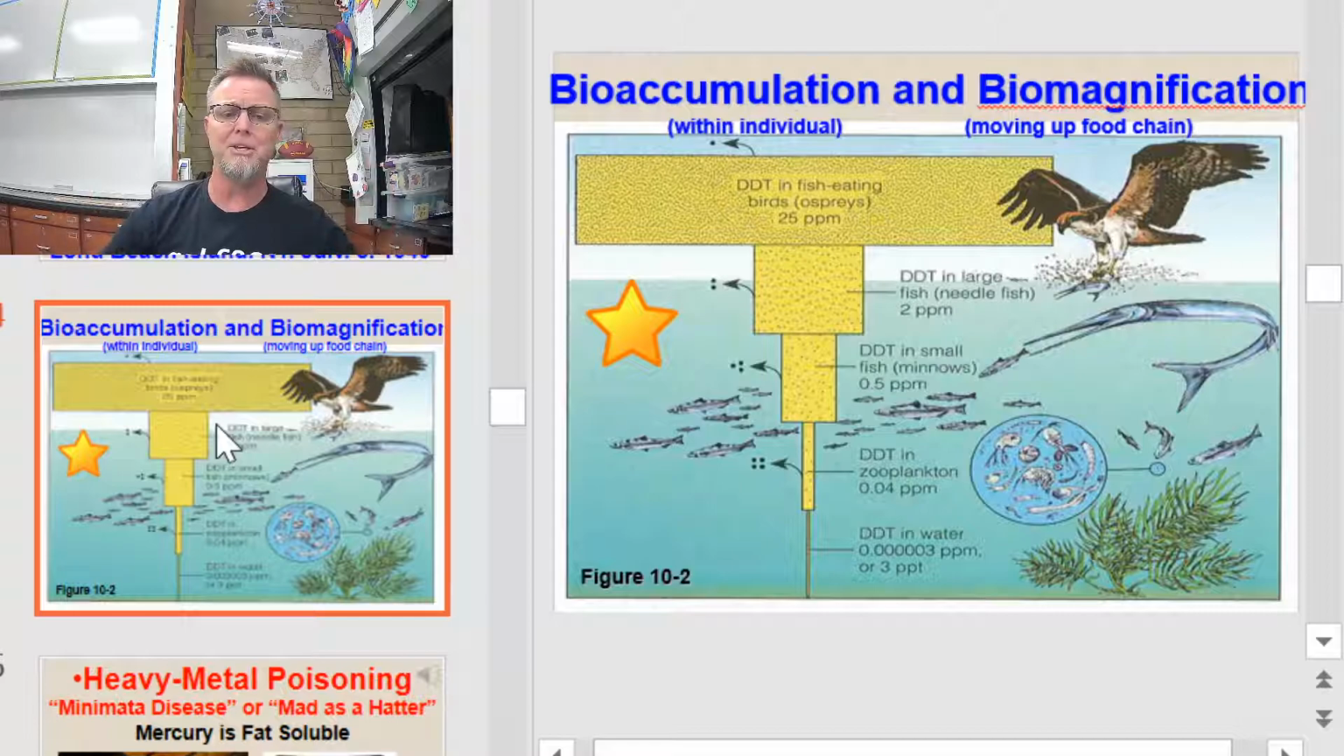So in bioaccumulation, individuals in an ecosystem will accumulate a toxin like DDT over the course of their lifetime. The longer they live, the more they accumulate. It could potentially lead to illness and disease if they hit that threshold point and absorb enough of that toxin to kill them. Bioaccumulation is all about what's going on within the individual. Biomagnification is different. In biomagnification, the toxin moves up the food chain as individuals eat other individuals.